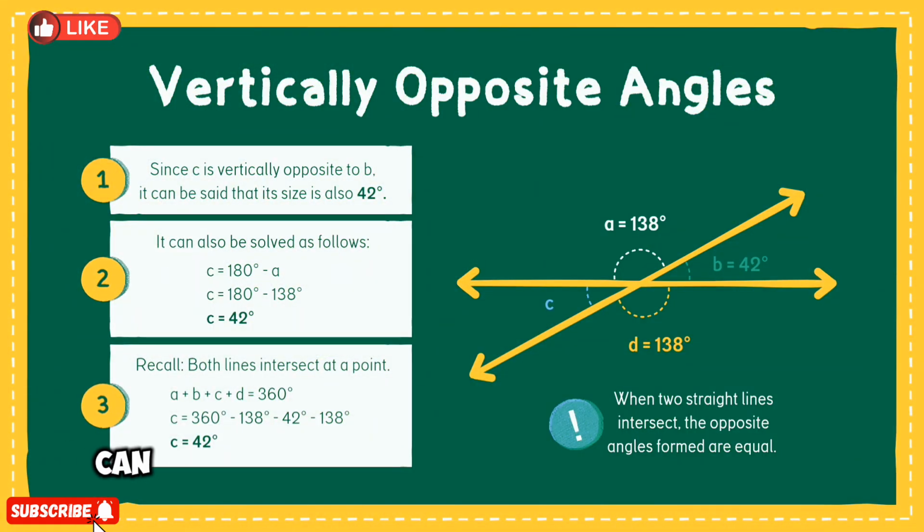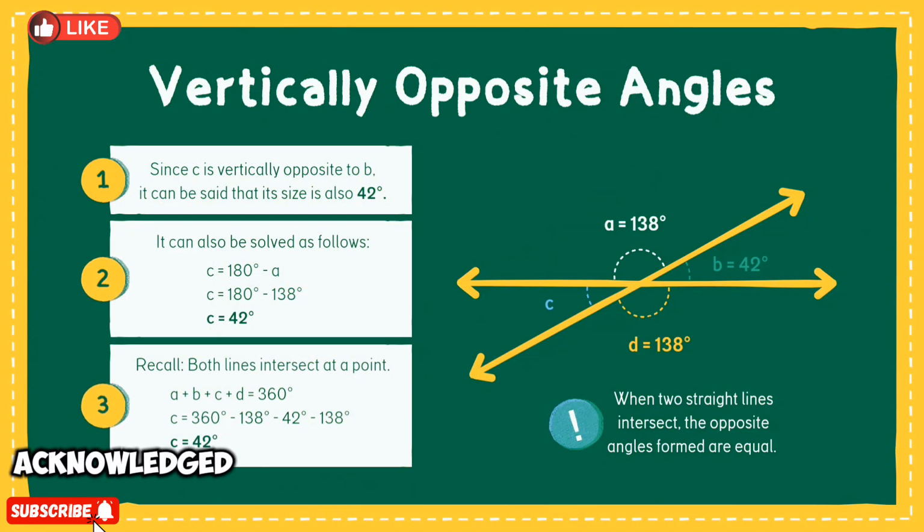The second method is as follows. C equals 180 degrees minus A. As both A and C lie on the line, their sum must equal 180 degrees. To find the value of C, we subtract 138 degrees from 180 degrees. The third method: as both lines intersect at a point, the sum of all angles must equal 360 degrees. By putting in the values of A, B and D, we will find the size of angle C.